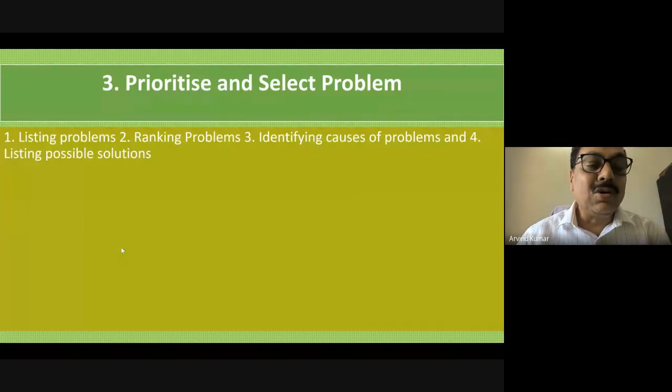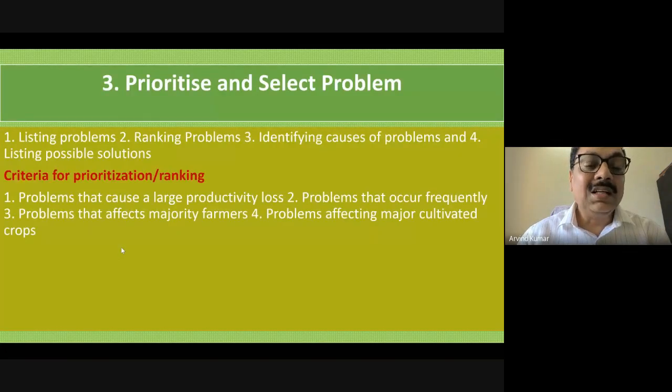Then how to prioritize, as I have already mentioned: problems that cause large productivity loss, problems that occur frequently, problems that affect the majority of farmers, and problems affecting the major cultivated area.